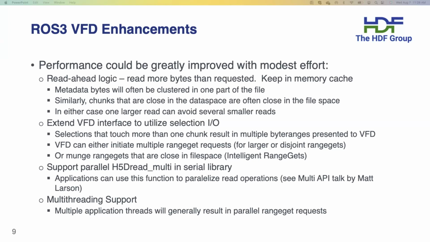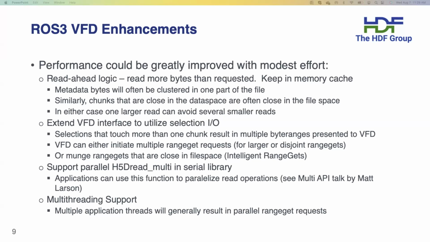A third thing would be to support H5D read multi. So Matt talked about this in his talk yesterday. Currently, for the non-parallel HDF5 library, H5D read multi is supported, but its implementation is sequential. For each of the dataset selections, we'll read them one by one. What we could do is parallelize that read, so that when you have an H5D read multi, we use the selection IO mechanism to say, I want to read these 10 selections from these 10 data sets. And now on the S3 side, you'll have multiple requests going out to S3.